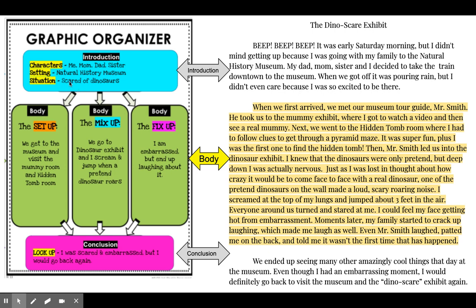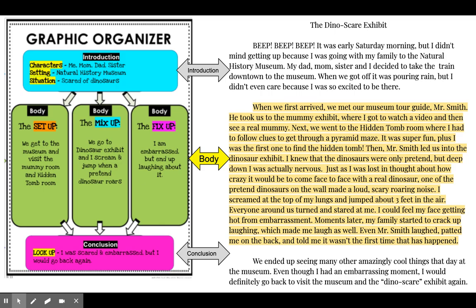Now, see here, these ideas, these are not complete sentences. It just kind of says, okay, who are your characters? Me, mom, dad, and sister. And then even here, like the setup, we get to the museum and visit the mummy room and the hidden tomb. The mix-up, we go to the dinosaur exhibit and I scream and jump when a pretend dinosaur roars. And the fix-up, I'm embarrassed, but I end up laughing about it. So they kind of just jot some ideas down.